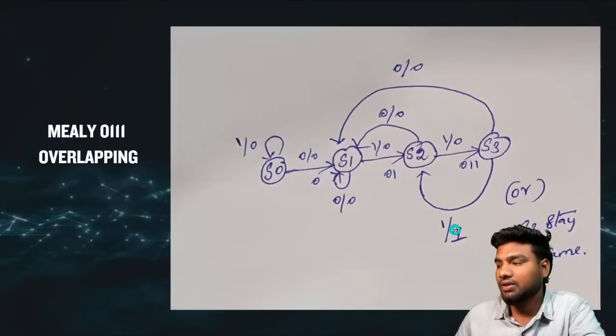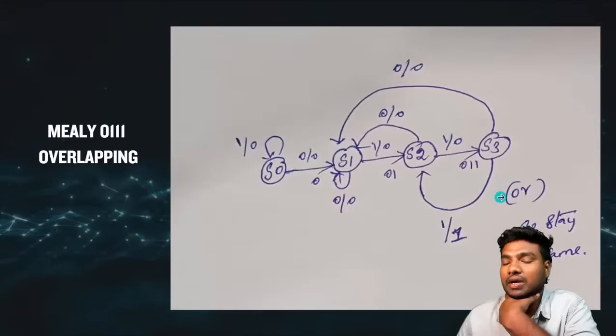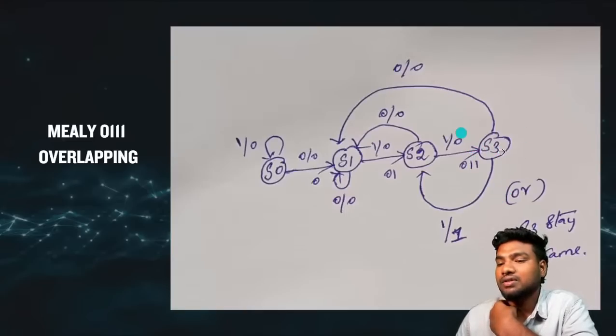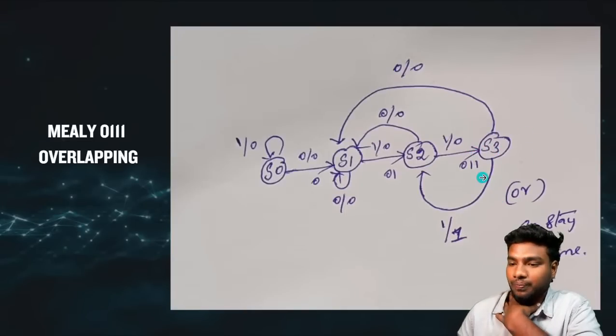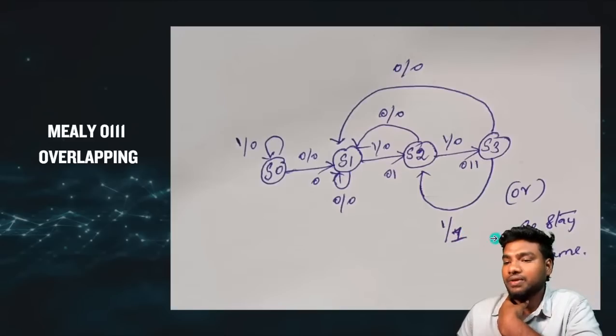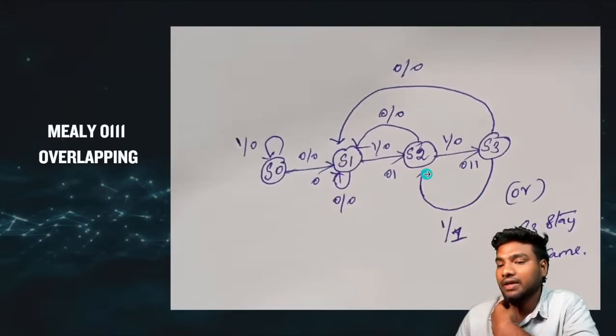If on input 1 it goes to the s0 state, we can say this is non-overlapping. But if it goes to the second state or stays in the s3 state, we can say this is overlapping. Why? Because overlapping means it can use previous state values. So this one refers to having got my sequence in the s3 state. Next I could go to the initial state, which is non-overlapping, but instead I am going to the previous sequence's second state.